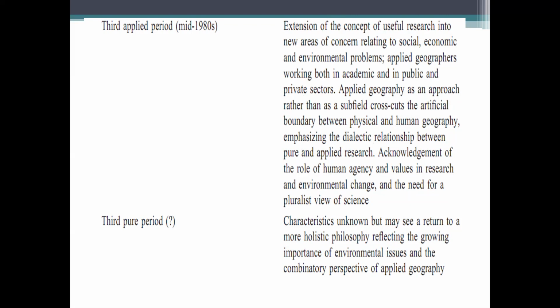To improve this situation, particularly, it was held that the Marxism and the revolution of models, integrated models, and statistical applications, and so forth. And now we are in third phase, third pure period. So, however, still the applied geography is alive.